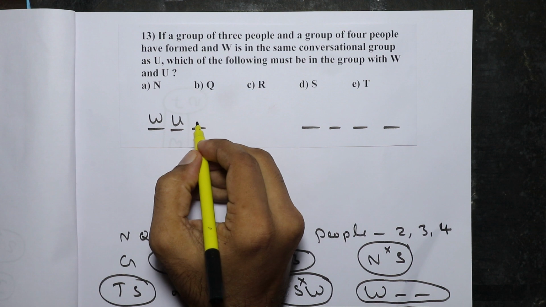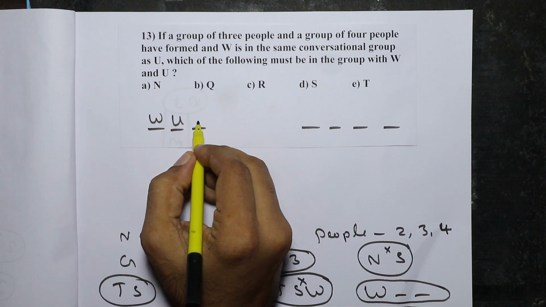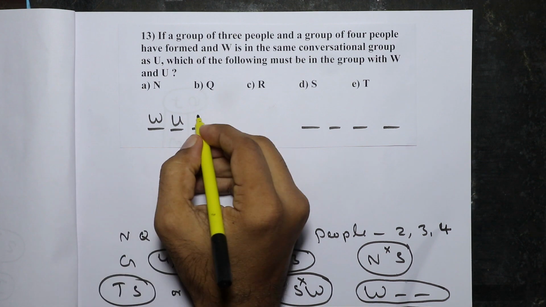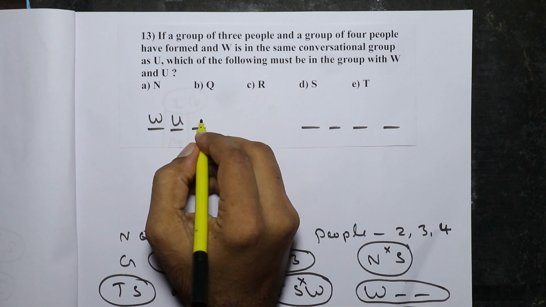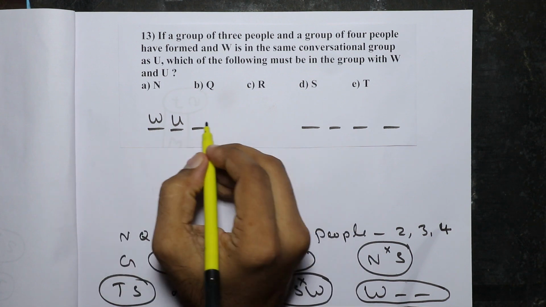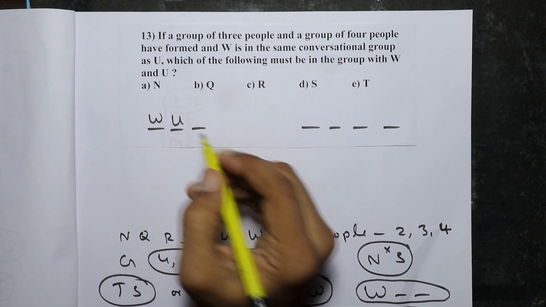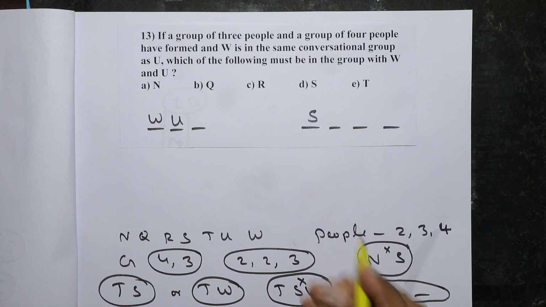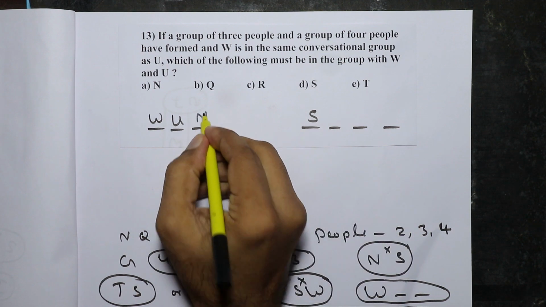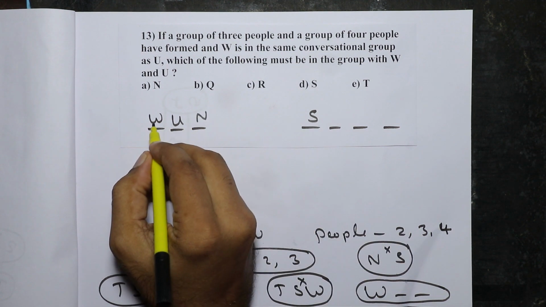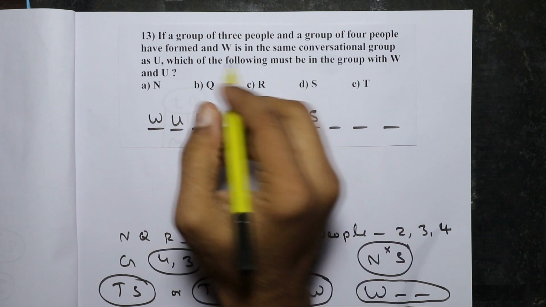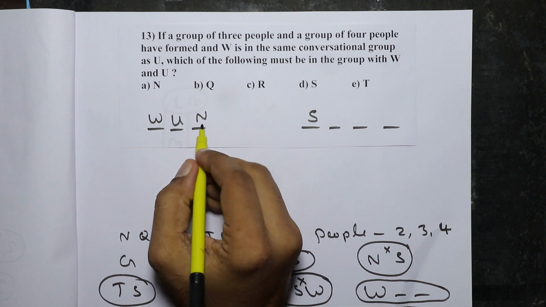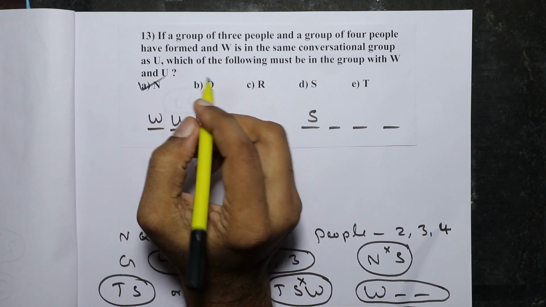Now if S is here, you have W and S here. Now T should be paired up with either S or W. So S cannot be here. If S is here, then T will neither be paired with W nor with S. So S has to be here, and N and S should be in different groups. Since S is here, N should be here. So this group will be W, U and N. So which of the following must be in the group with W and U? That will be N. So option A, N is the right answer.